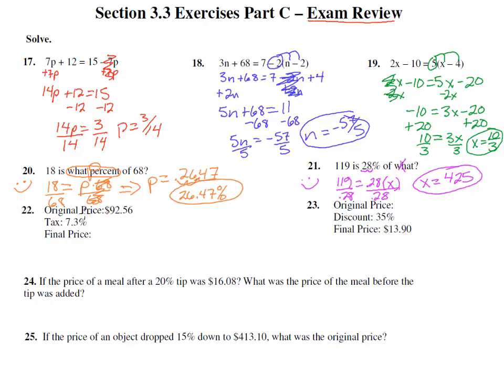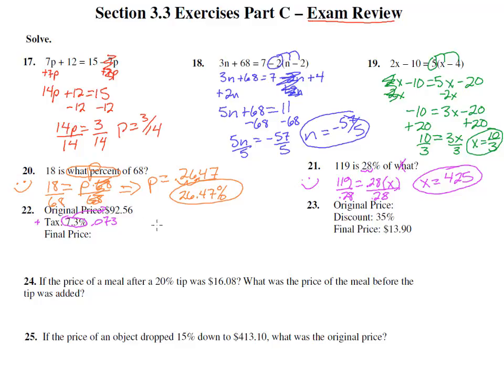Number 22. Here we have an original price of $92.56 and a tax of 7.3%. Now remember, the 7.3% tax will be of this number. It's always 0.073 times the original. Now, the other question is, what does a tax do? Does it add or subtract from it? It always adds to it. A tax is added on to something.